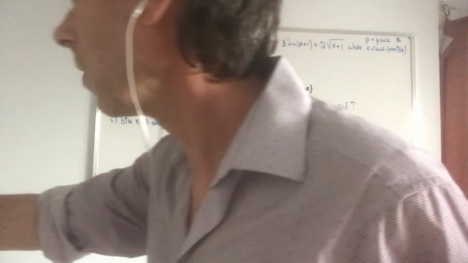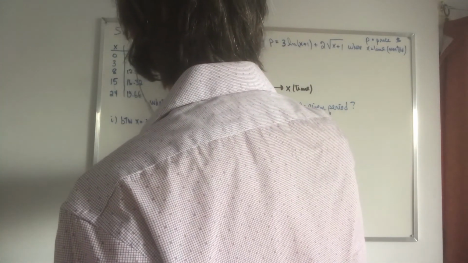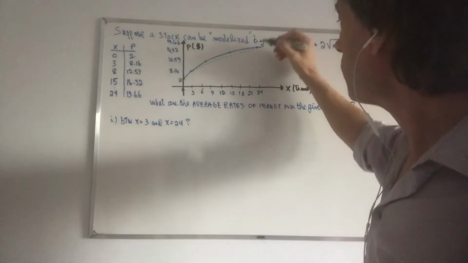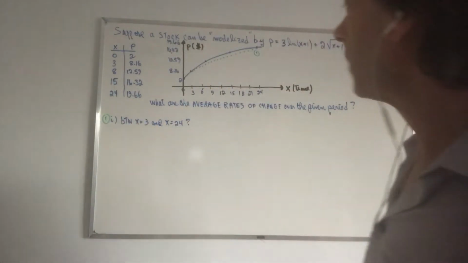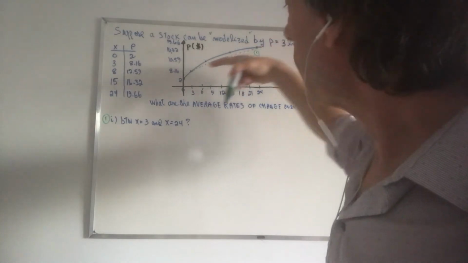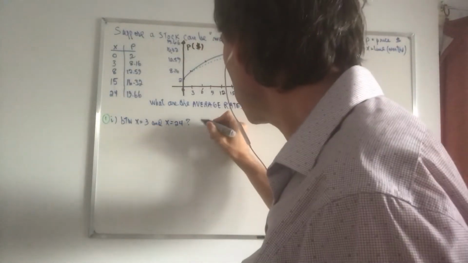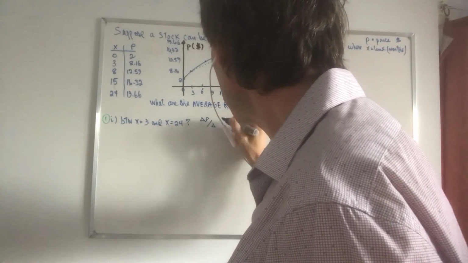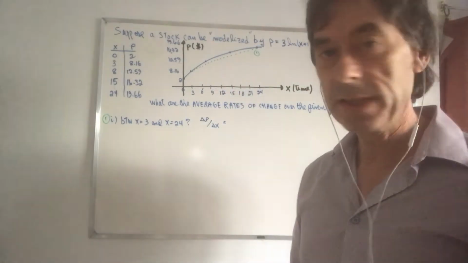So what I'm trying to figure out here is, between 3 and 24, I have a straight line. Call it the first straight line. And I want to know what is the slope of that line, because I want to know the change in price divided by the change in time. So delta P over delta X.